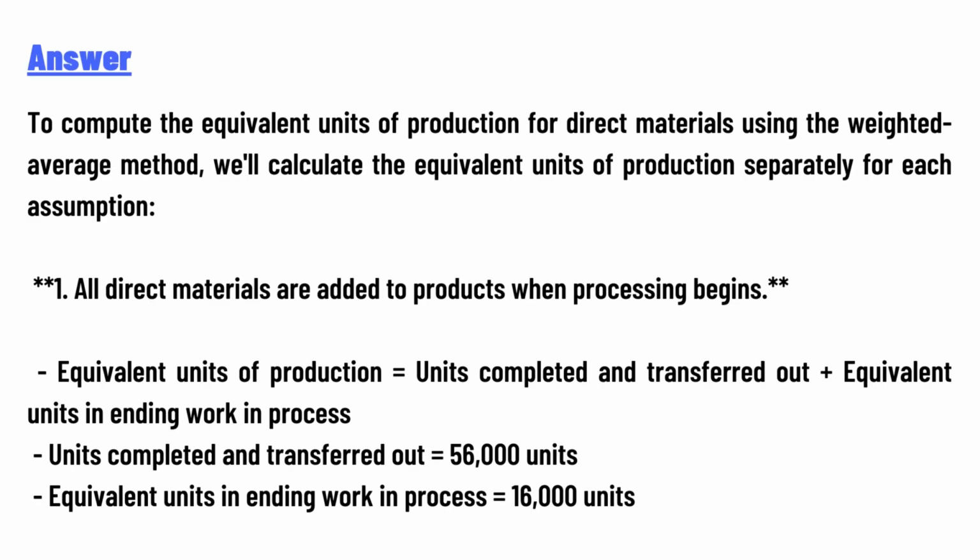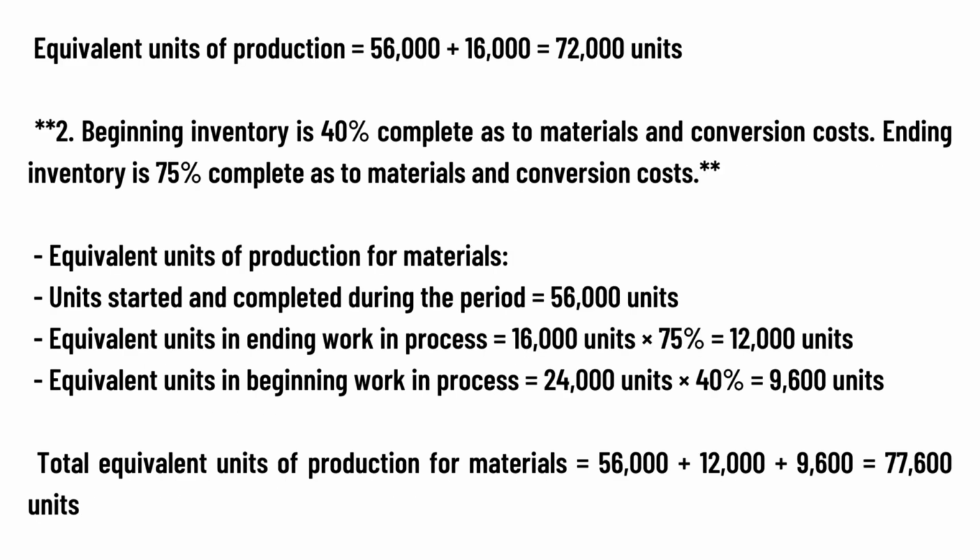And the answer to the question is: calculate the equivalent units of production separately for each assumption. First, all direct materials are added to the product when processing begins. Equivalent units of production is equal to units completed and transferred out plus equivalent units in ending work in process. Units completed and transferred out is equal to 56,000 units. Equivalent units in ending work in process are 16,000 units. Equivalent units of production is equal to 56,000 plus 16,000, which is equal to 72,000 units.